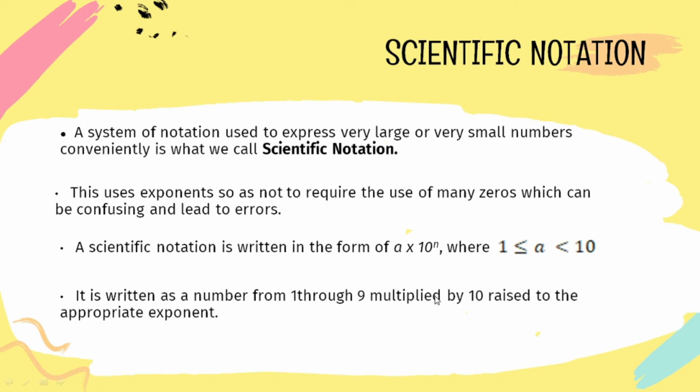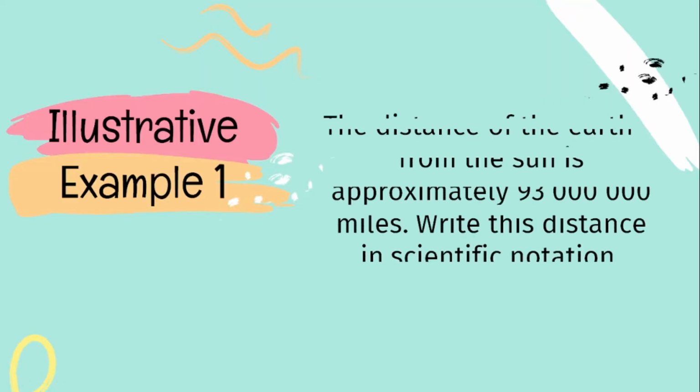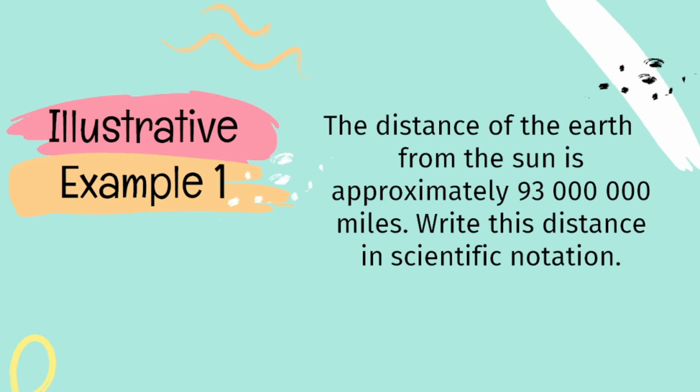Okay? Next is, it is written as a number from 1 through 9 multiplied by 10 raised to the appropriate exponent. So sabi nire-write daw siya from number 1 through 9 multiplied siya kay 10 i-raise sa isang appropriate exponent. So let's have an example for that. Illustrative example number 1 sa module nyo. Ang una dyan ay the distance of the Earth from the Sun is approximately 93 million miles. Let's write this distance in scientific notation. So, paano nga ba siya?